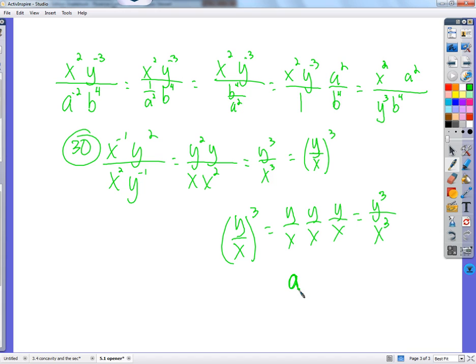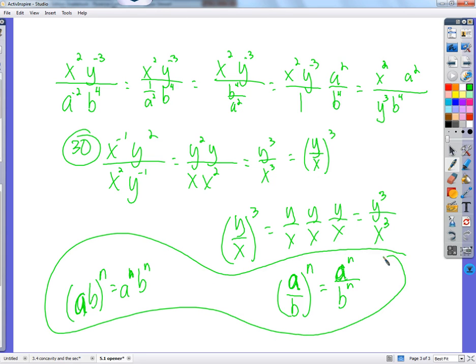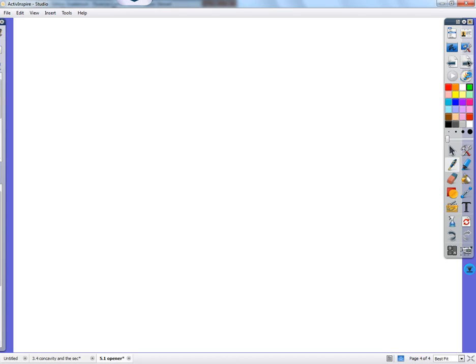You have this other property: a over b to the n is a to the n over b to the n. And another property: if you multiply a times b to the n, that's a to the n times b to the n. Because we'll just take that many factors of a and b and multiply them together n times. We can arrange the a's together, there'll be n of those, and the b's together, there'll be n of those, and we have a to the n times b to the n. So, a couple more properties.